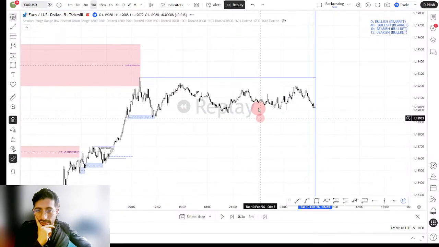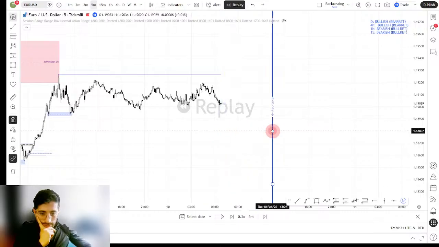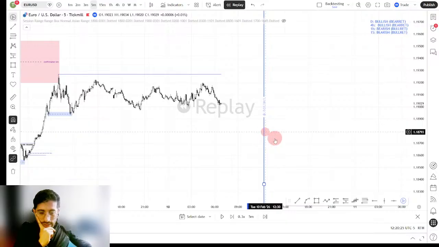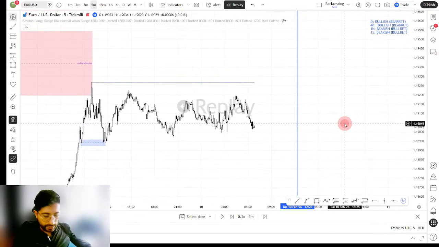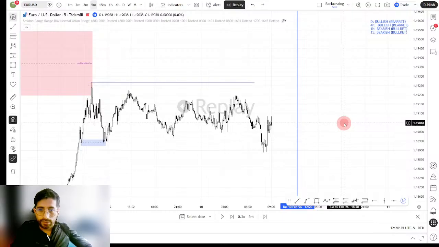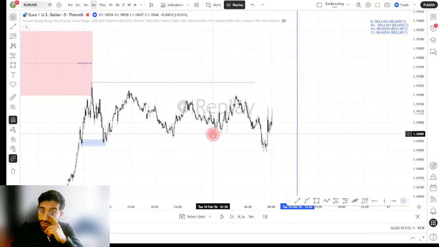Remember that in trading, it's not about putting orders just because. You need a reason for executing these orders. So that's why you need to be extremely patient. This is the reality of this. You need to be very patient. All right, so look what happens. The price is just having a reaction here. It's not enough for us.